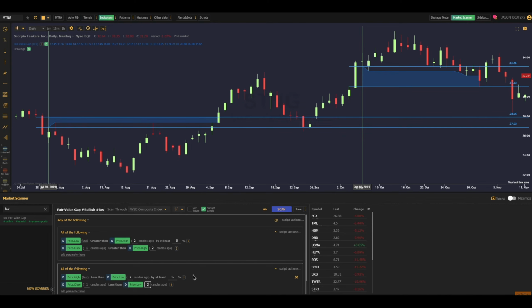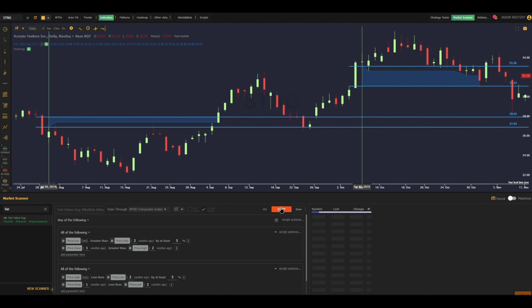In the second condition group here, this is looking for a fair value gap that's been created on a move to the downside. So in the first condition, we say that the high of the current candle, that's this one right here, is less than the low 2 candles ago by at least 5%. In the second condition, price close 1 candle ago right here is less than the low 2 candles ago.